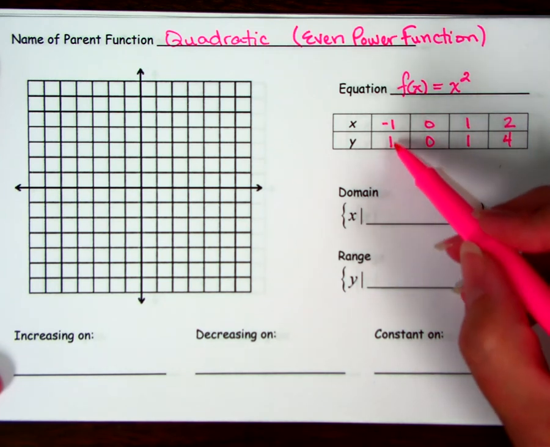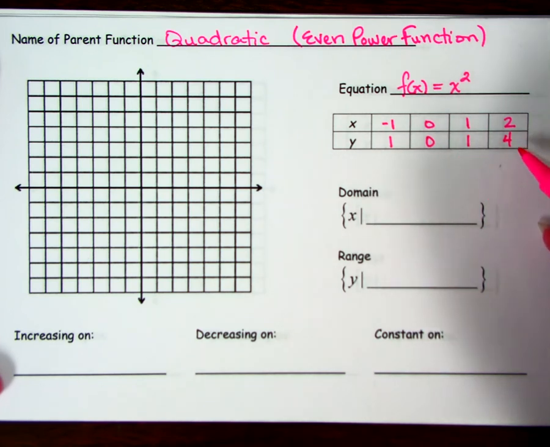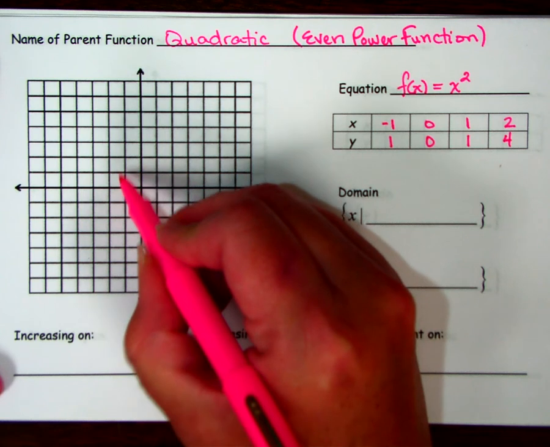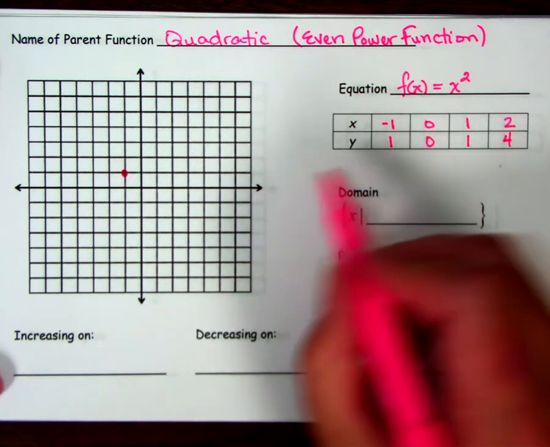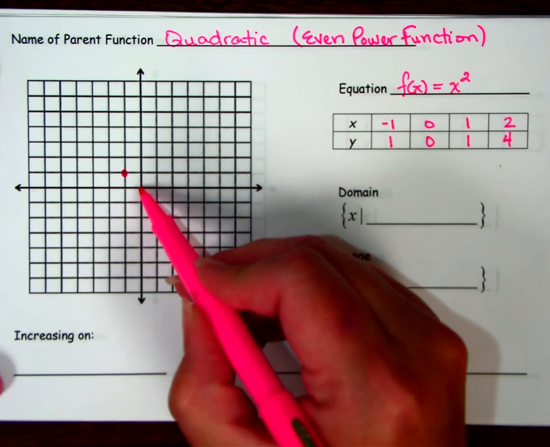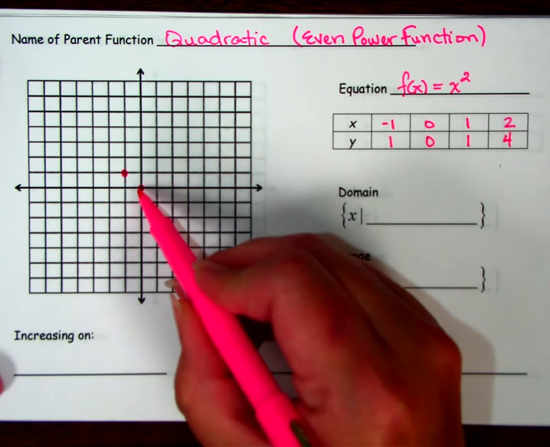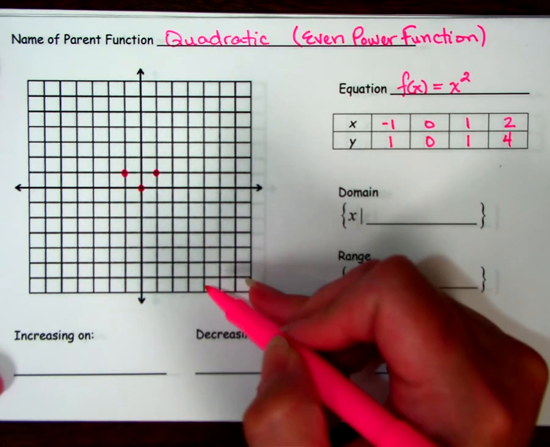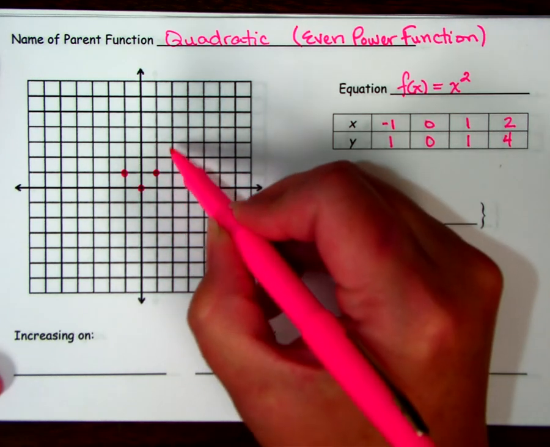Now I can plot these points. So negative 1, 1, 0, 0, 1, 1, 2, 4. So negative 1, 1. Start at the origin. That means I go to the left 1 and up 1. 0, 0 means I start at the origin. I go over none and up none. 1, 1. Start at the origin. Go to the right 1 and up 1. 2, 4, I go to the right 2 and up 4.